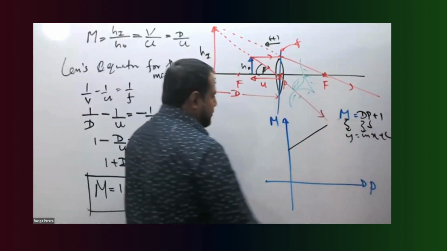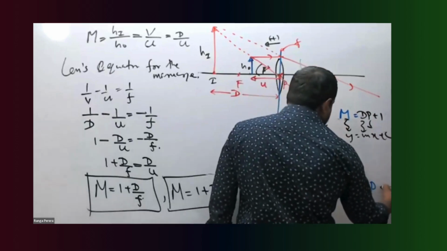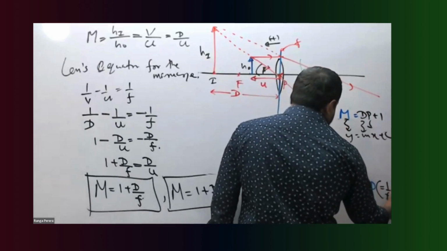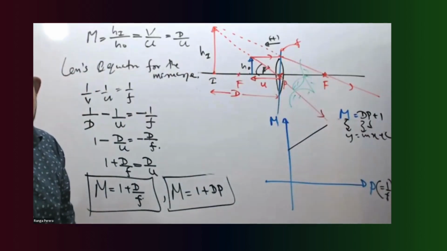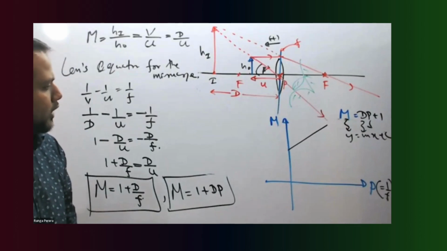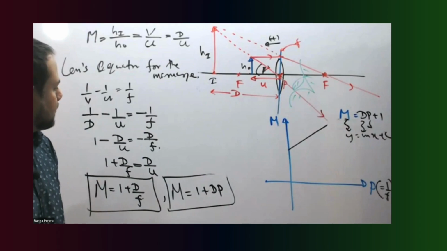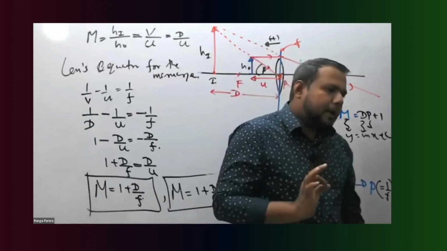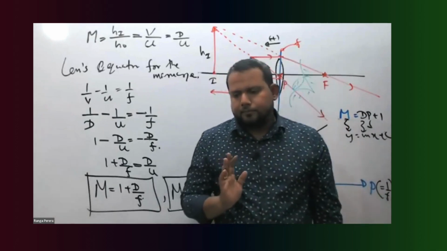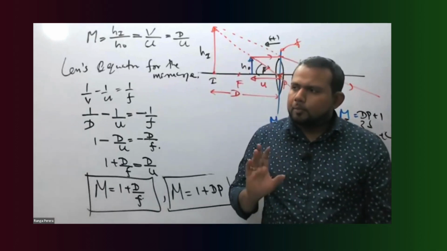Instead of the power, if somebody takes the inverse of the focal length, 1 over f, that is also the same type of graph. Within the bracket, you can write that one also. So we did simple microscope normal adjustment.